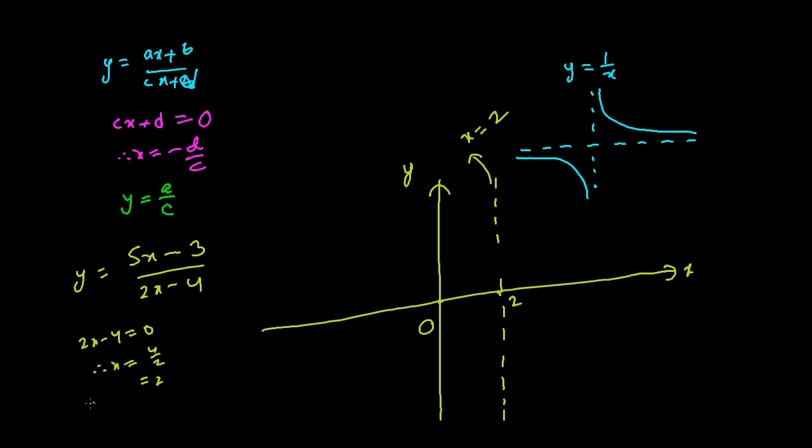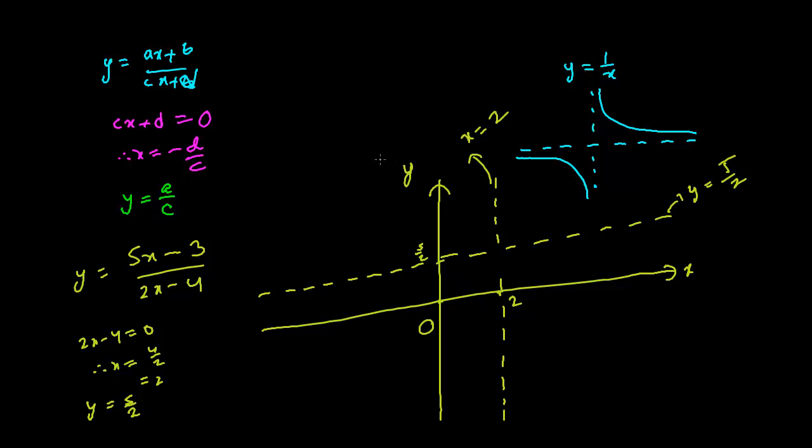Now the horizontal asymptote: the coefficient of x upstairs is 5 and the coefficient of x downstairs is 2. 5/2 or 2.5. So let me call this 2.5 or 5/2. So this is the horizontal asymptote, y = 5/2. Now we need the hyperbola.